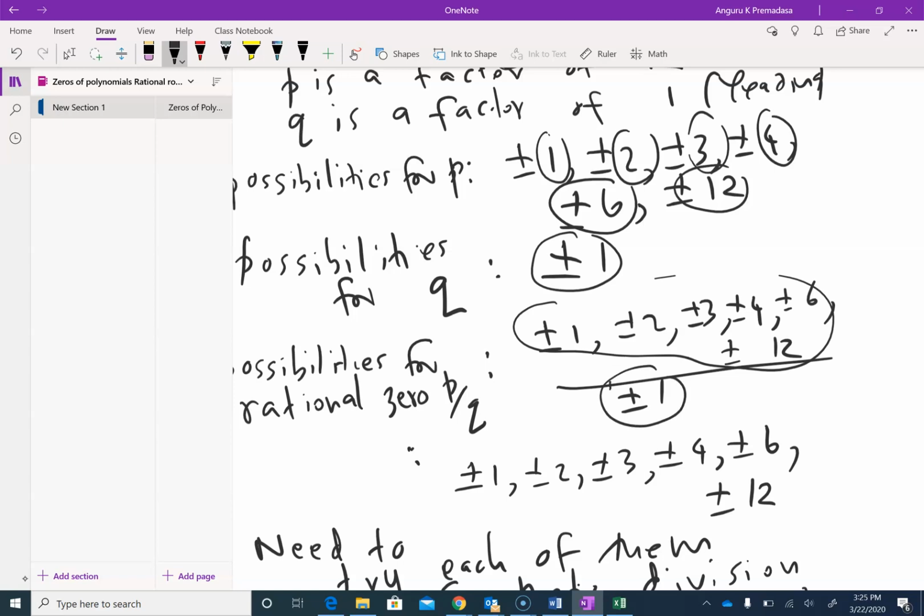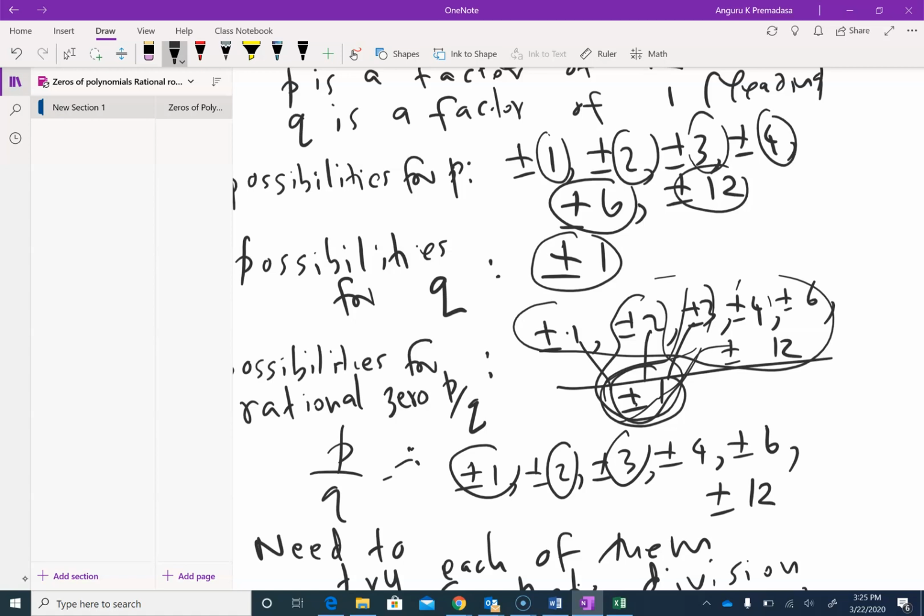So now what we are going to do is match each one of these values and look at the possibilities. When the top 1 matches with bottom 1, we get p over q with the value 1. Or you can match top 2 and bottom 1, which is 2. Top 3 and bottom 1, again 3. Top 4 and bottom 1, which is 4. Top 6 and bottom 1, which is 6.